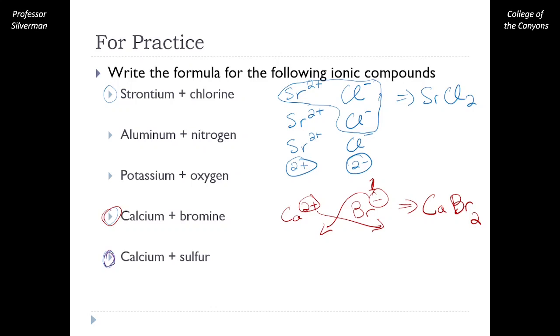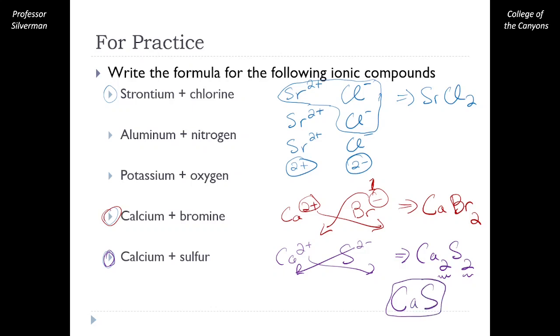Finally, we can do our calcium and our sulfur example. Calcium has a charge of 2 plus. Sulfur has a charge of 2 minus. If you want to do that swap method, that's kind of fun. We can say that we have Ca2S2. Oh, careful. This can be simplified further. We can just write this as Ca1S1, or really just CaS.